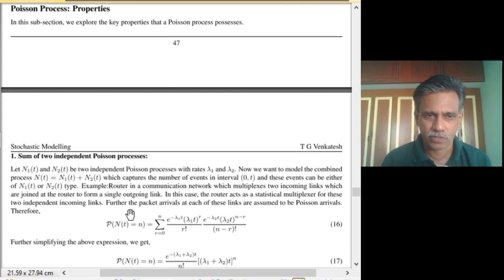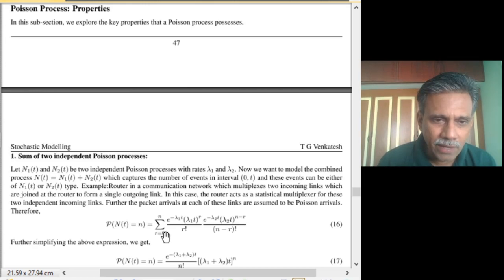but the only thing is whether the PMF has a Poisson structure. To this end, we will derive the probability that the number of events that occur in the merged process n of t equals n. So if n events have to occur in an interval 0 to t, wherein these events can be either from n1 or n2, then there are many possibilities over which it can occur.